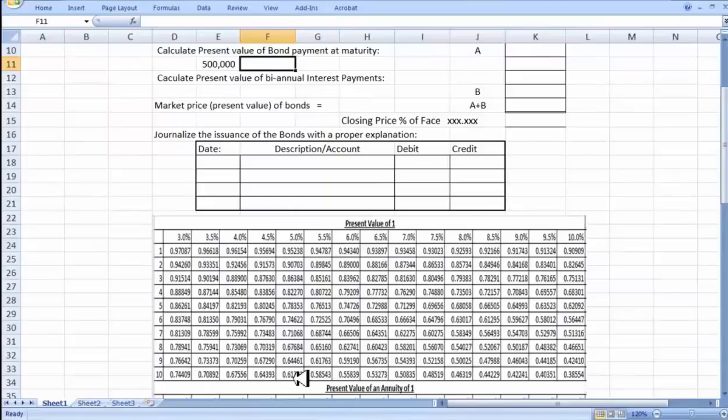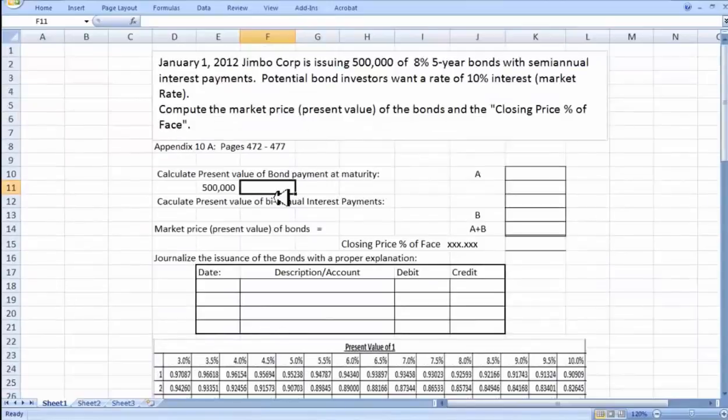So there's 0.61391. Okay, now if I multiply, I need to increase the decimals. There we go. So I've got that fixed. So I'm going to go equals times 500,000. Boom. So the present value of that future payment of $500,000 at 10% divided by 2 for 2 payments per year is $306,955.